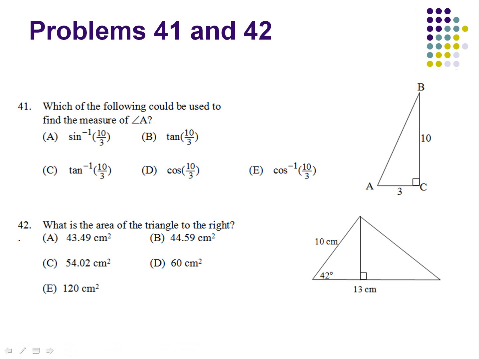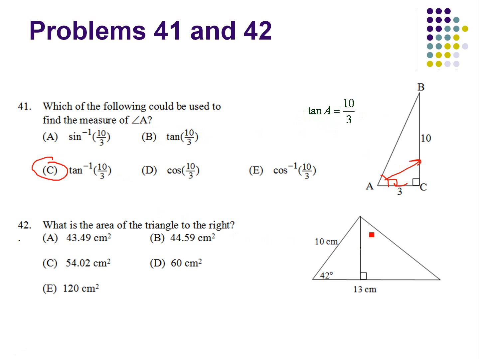Okay, problems 41 and 42 work more with SOHCAHTOA. So, on this figure right here, we want to figure out what is the measure of angle A. I've got the opposite side and the adjacent side. That's tangent. So it tells me tangent of A is equal to 10/3. I've got to undo tangent, so I do tangent inverse of 10/3, and that answer would have been C.